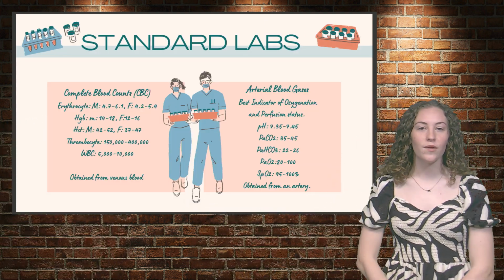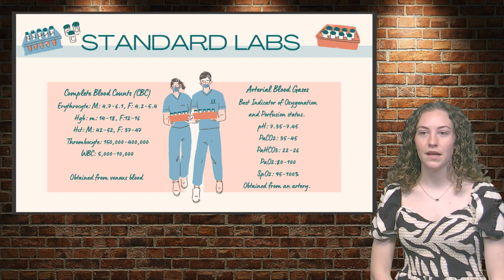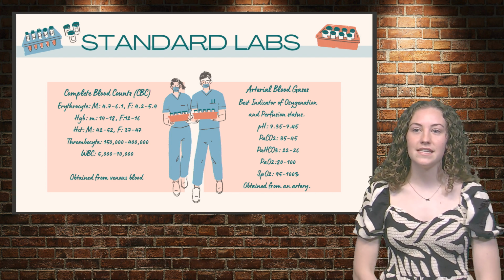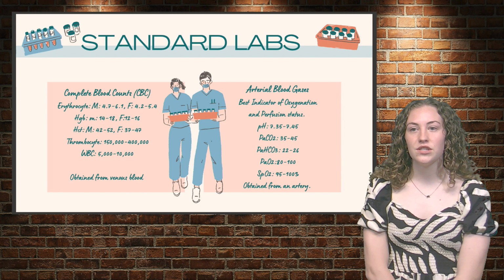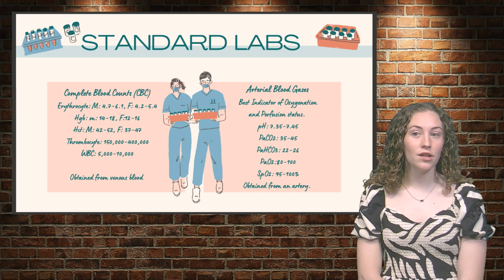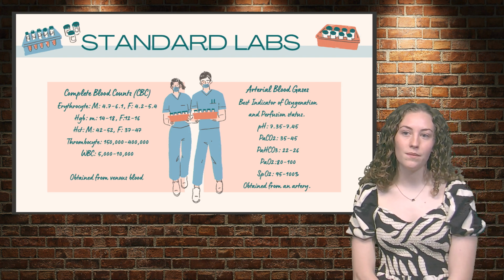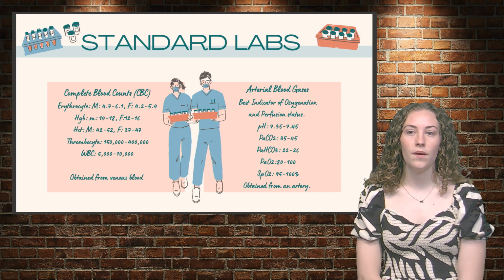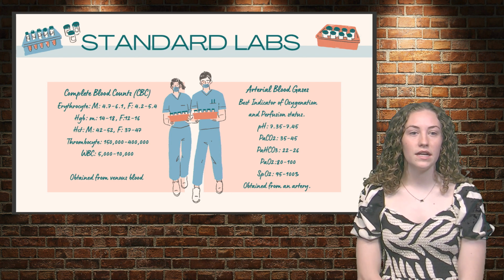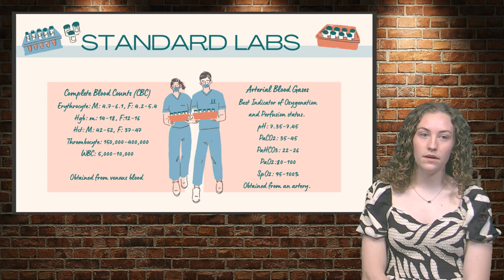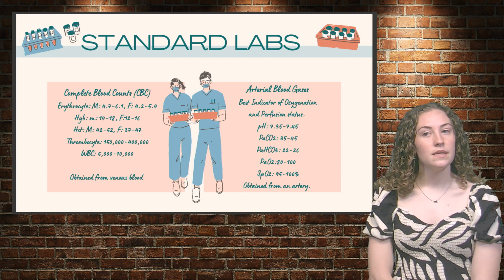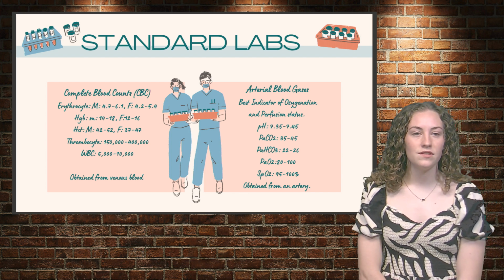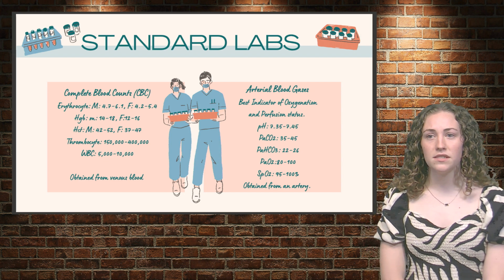Okay, so first we are going to be talking about the complete blood count. This is also known as the CBC. This is going to include erythrocytes, hemoglobin, hematocrit, thrombocytes, and a white blood count. With the first three, there is a difference between the male and female lab values. Typically, the men will have slightly higher levels of all of these.